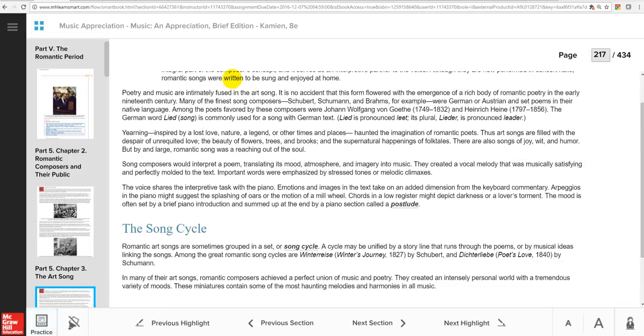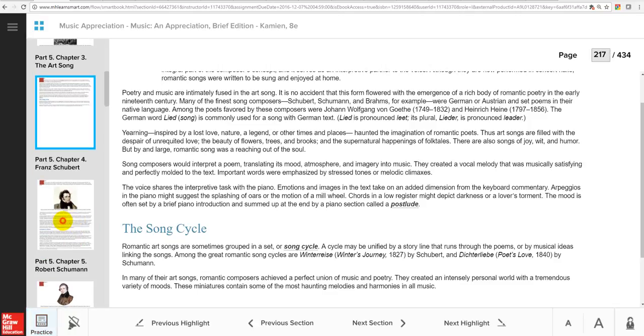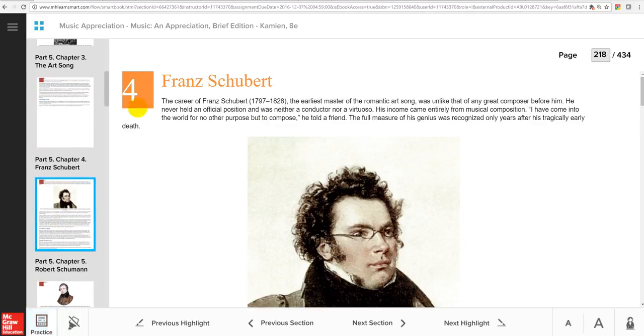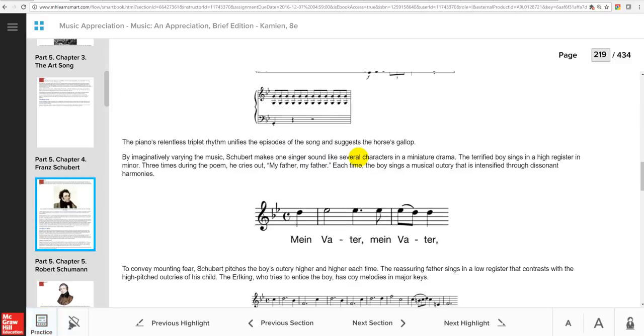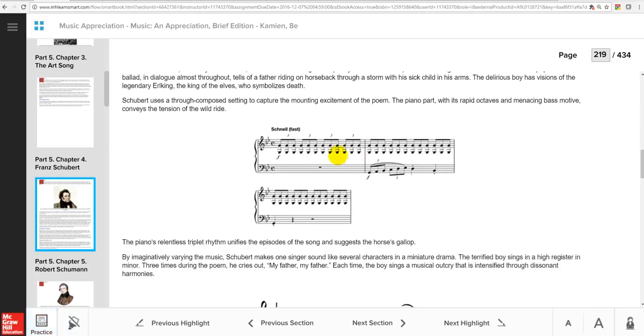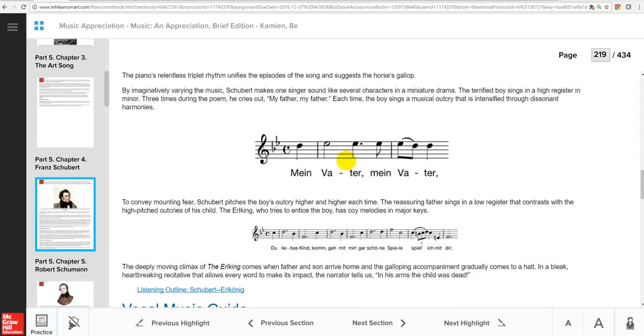For instance, there's the example you have, and you have to look in chapter 4 for the example of art song, even though we don't cover chapter 4 in our first quiz on the Romantic period. Here you see the piano comes in, you have this kind of figure before the singer even sings.